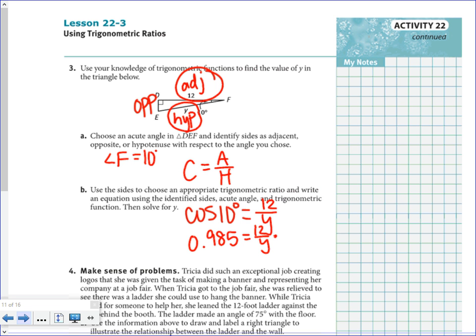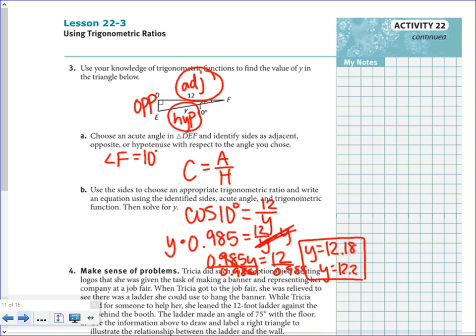So then you're going to multiply by what's in your denominator. Y is in our denominator. We want them to cancel out. So multiply by y. And so I have 0.985y equals 12. And from there, I want to divide by 0.985. And so 12 divided by 0.985 gives me 12.18. Or you could say y equals 12.2. Either one would be fine with me. It didn't specifically tell you what to round to.